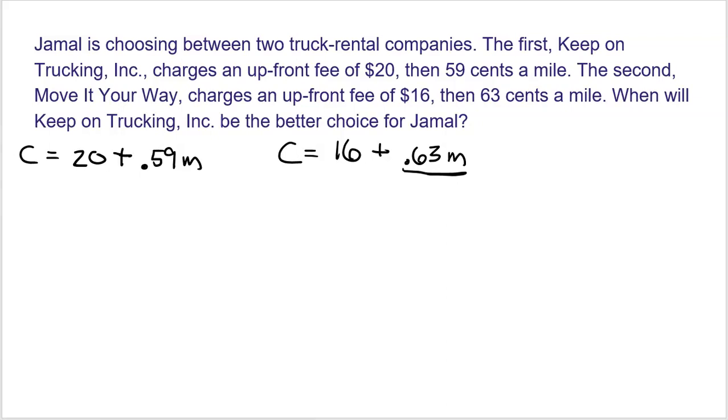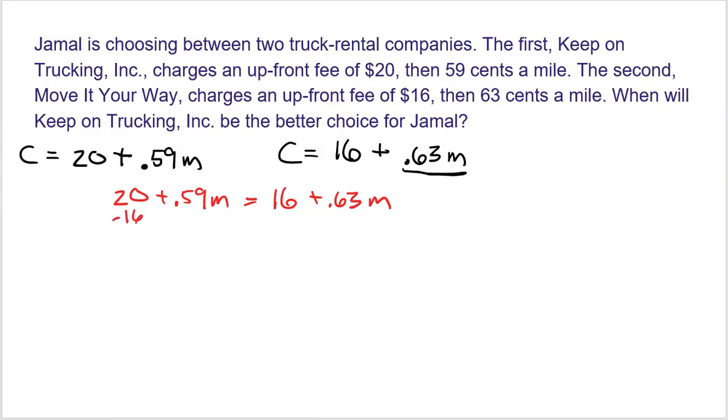So to solve this, it's really simple. All you got to do is set them equal to each other. So we're going to take the 20 plus 0.59m and set it equal to the 16 plus 0.63m. So we're basically setting them equal to figure out at what mileage they are the same, where it actually wouldn't matter which one you're using. And then anything less than that, it looks like Move It Your Way will be better. Anything more than that, looks like Keep On Trucking is going to be better.